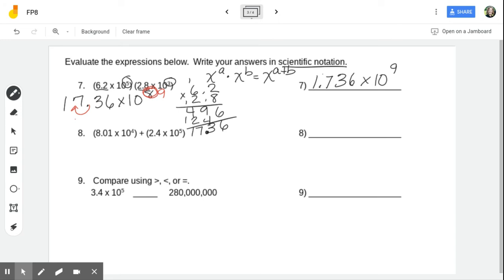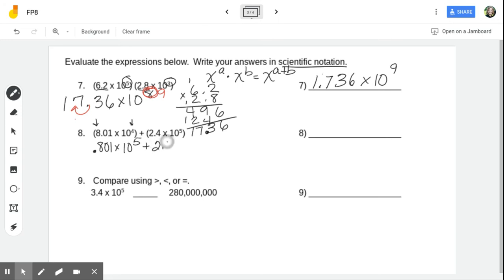Let's say we're going to bump this up to 10 to the 5th power. Okay, so what we need to do is bump this one down. So my decimal needs to go here. 0.801 times 10 to the 5th is going to be equal to 8.01 times 10 to the 4th. This one got bigger, this one got smaller, so we remained equal.